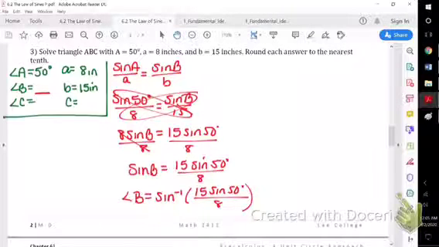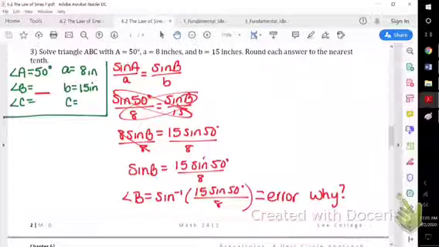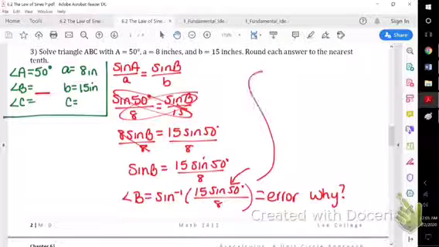You should be getting an error. But you need to make sure that you really should get an error. So why are you getting an error? Well, if you did this separately, if you found 15 sine of 50 and divided it by 8 first, and then took the inverse sine of that answer, look at the number that you got right there.